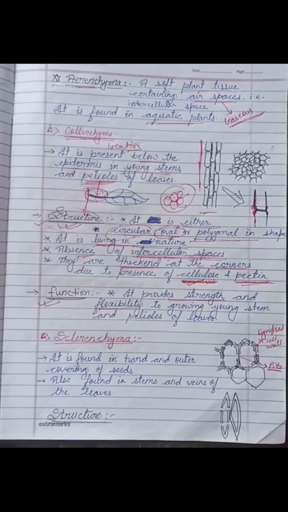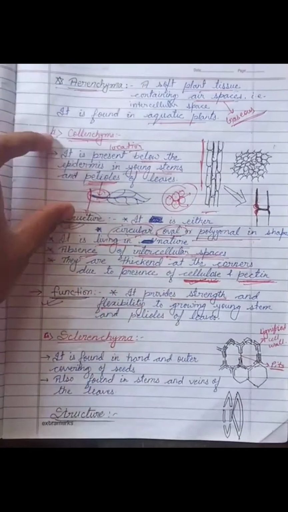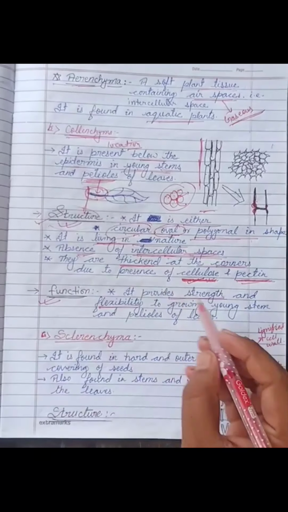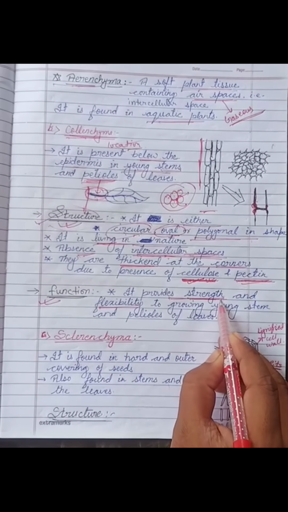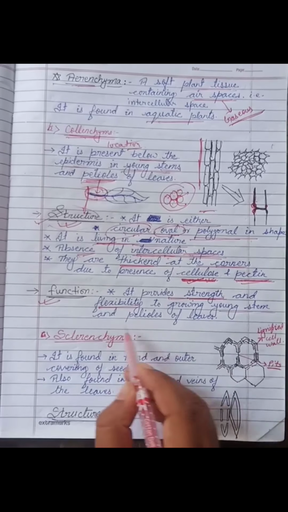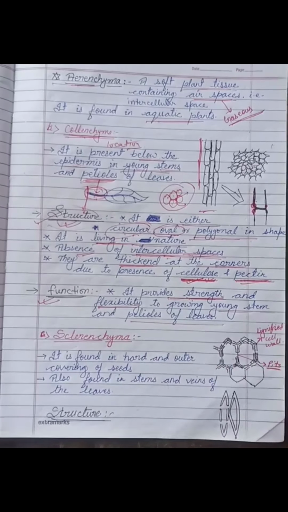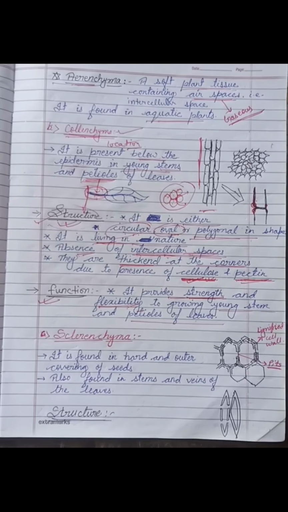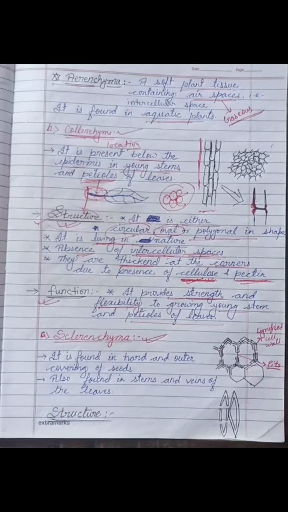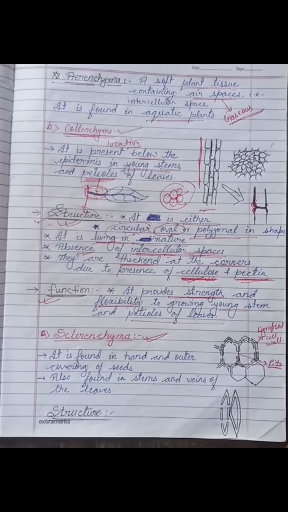Now, we are going to study the function of the collenchyma. What is the function? The function of collenchyma is that it gives strength and flexibility to the growing young stem and petioles of leaves. Now, take a look at the sclerenchyma. It is the third type of simple permanent tissue.